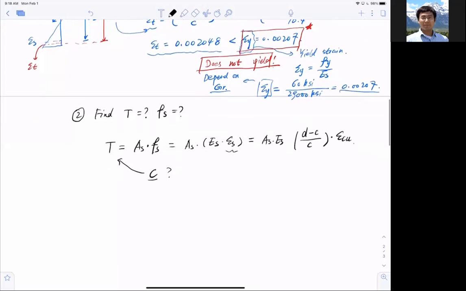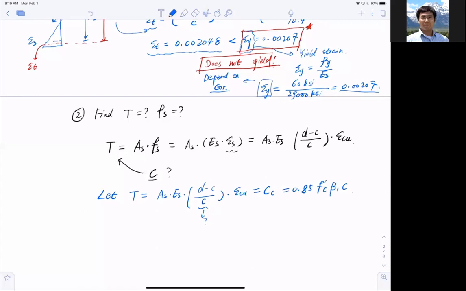I'm going to set up the equation. I don't know exactly what the compressive zone c is in this case because the steel does not yield anymore. So let my tension, which equals now As Es (d minus c) divided by c, times epsilon cu, where I don't know c yet, not like before, equal the compression from the concrete, which is 0.85 f'c beta 1 c b.